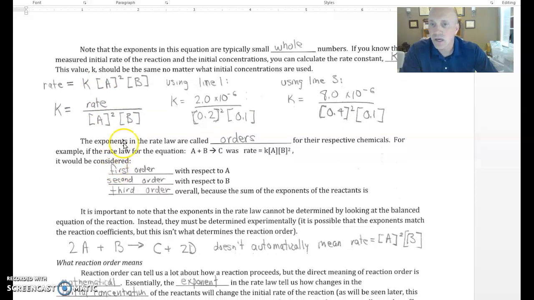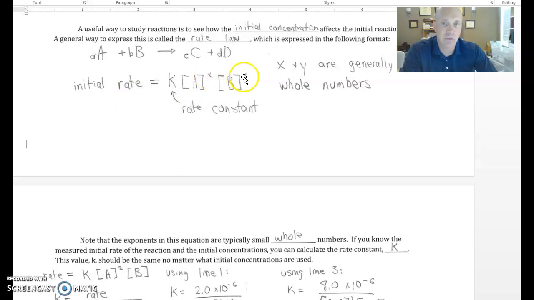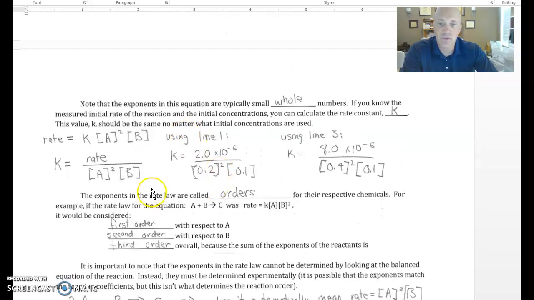So we mentioned that in the rate law, there are exponents x and y. What those exponents are called is orders. The way that you say it is that a reactant is either first order or second order or 0 order with respect to that particular reagent.